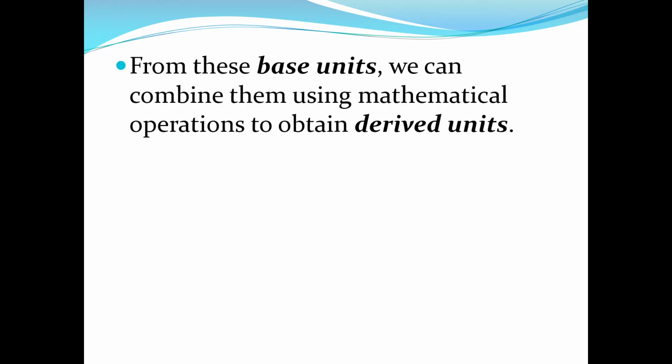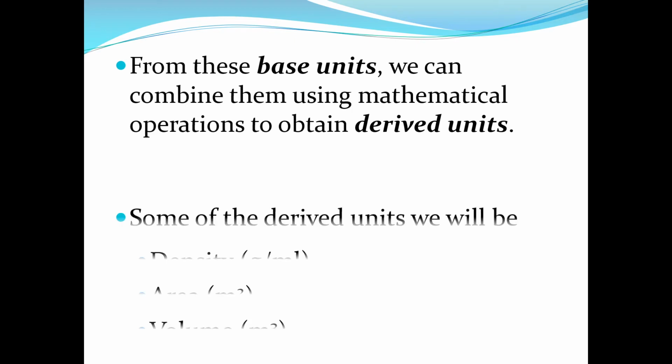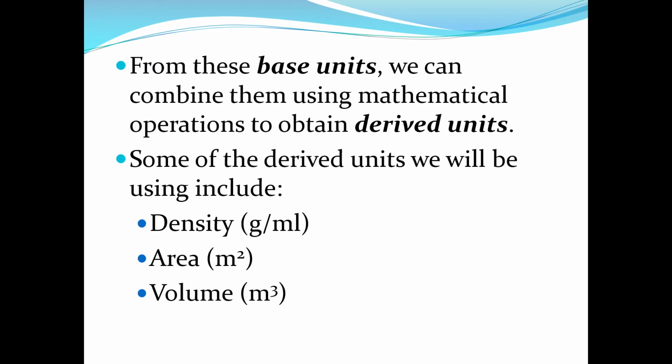From these base units, we can combine them using mathematical operations to obtain derived values. Some of these derived units will be density. Density will be in grams per milliliter. A milliliter is the same thing as a cubic centimeter. Area is meter squared. Volume will be meter cubed. Again, we'll probably be doing volume in terms of cubic centimeters, which is the same thing as a milliliter.